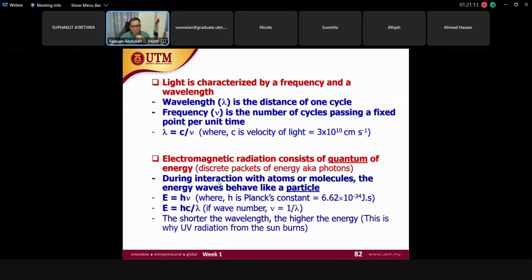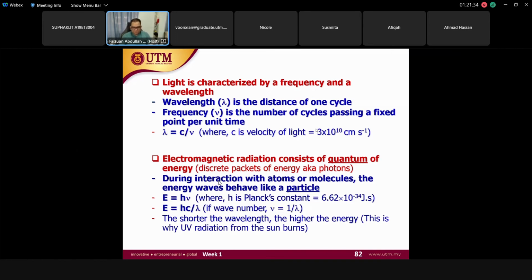Light is characterized by a frequency and a wavelength. So what is a wavelength? Lambda is the distance of one cycle. The frequency is the number of cycles passing a fixed point per unit time. Lambda equals c over nu, where c is the velocity of light.